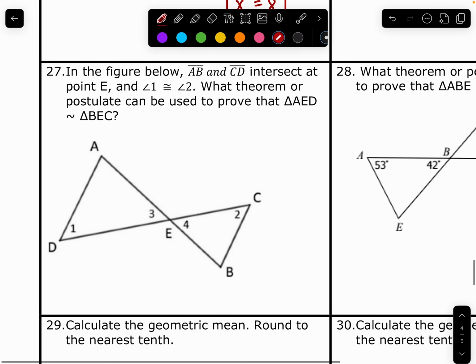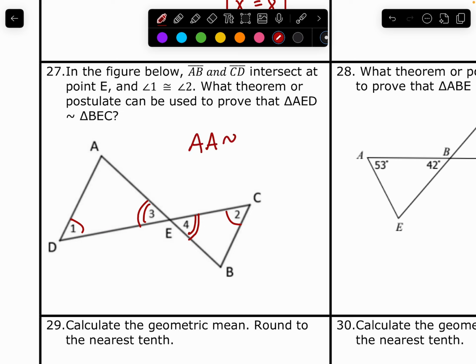Number 27, in this figure below, they intersect at point E. 1 and 2 are congruent. Then of course 3 and 4 are congruent because they're vertical angles. What theorem or postulate can be used to prove similarity? Well, we got an angle and an angle, so guess what? That's angle-angle similarity. Go ahead and try number 28.